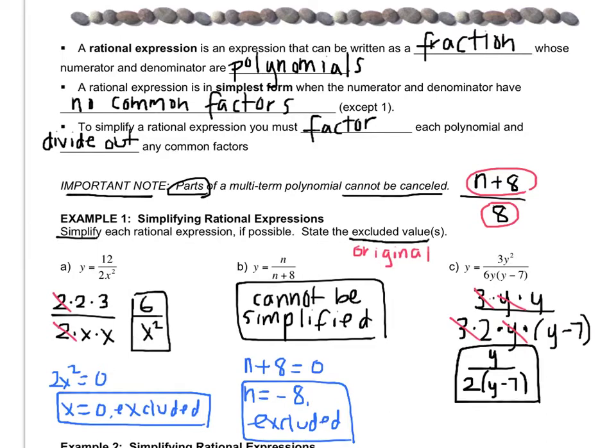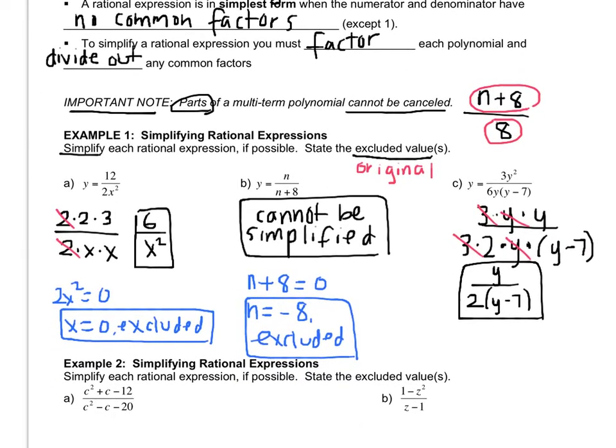And now go back to the original to figure out the excluded value. So 6y times y minus 7 equals 0. Drop the line. Y is going to be 0 or 7. And these are the excluded values.